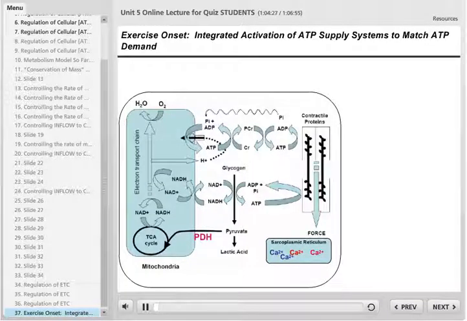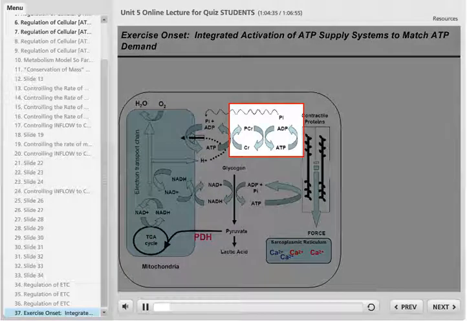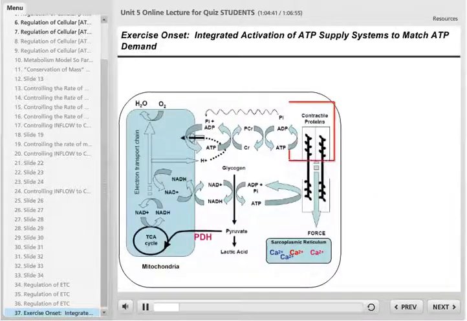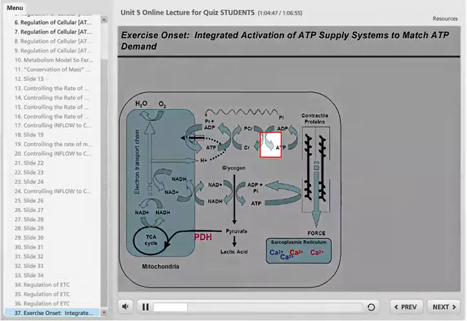Okay, so here I've tried to put all three of the energy systems together. And here is phosphocreatine hydrolysis, which is providing us with ATP. Here's the contractile protein, the site of consumption of ATP. So here's inflow 1.